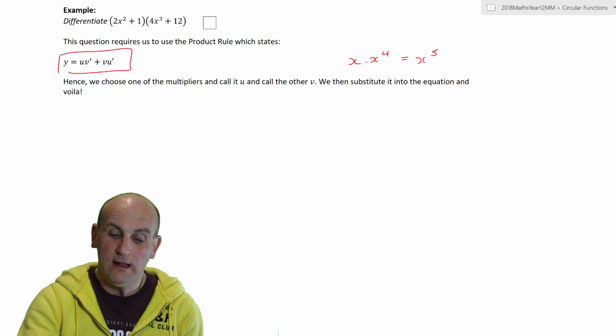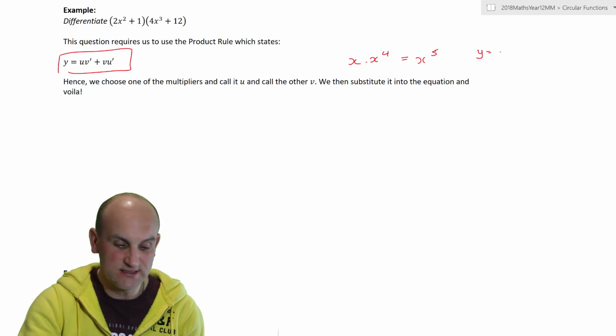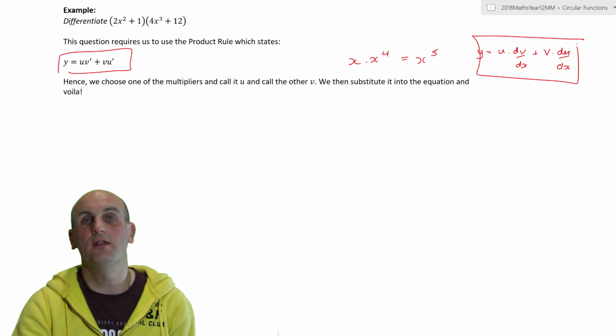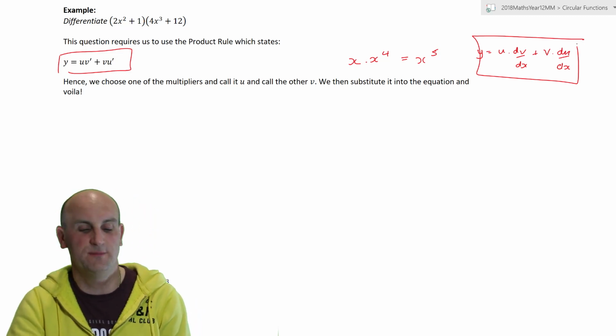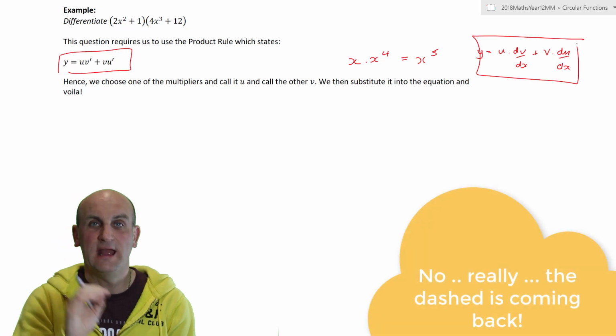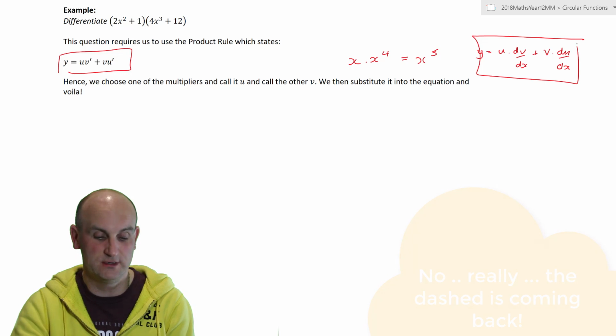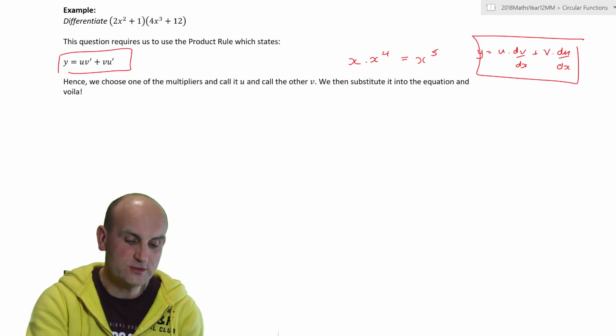Now don't worry, there are lots of variations of this. For example, y dashed is equal to u times dv by dx plus v times du by dx is another way of writing it. I don't like it that way because, as you can see, it takes a lot longer than just to say uv dashed plus vu dashed. But everywhere I see a dashed, I know that means to multiply by the differential of u or v. Which one is u or v?